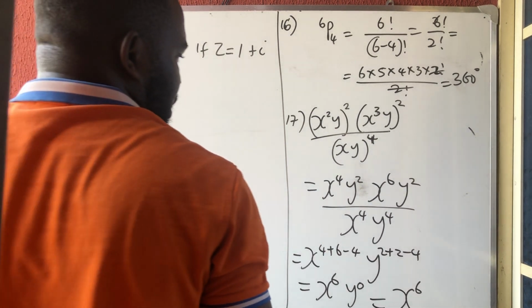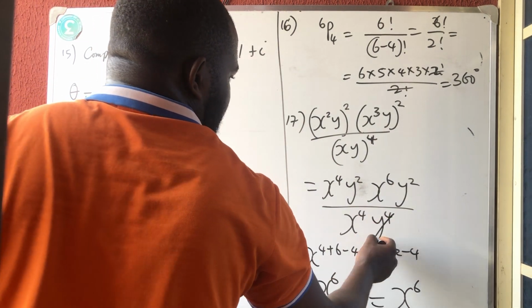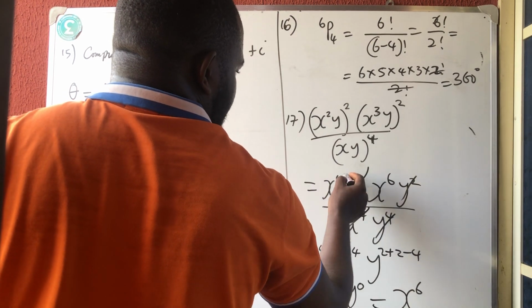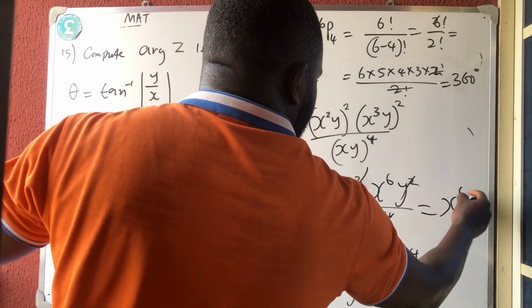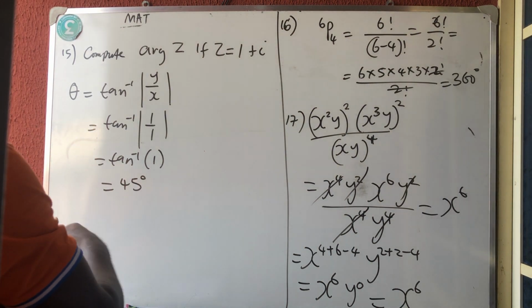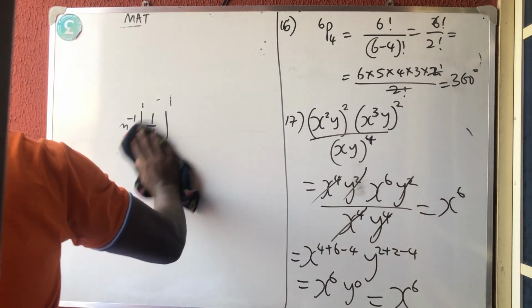Or you cancel out. If you want to cancel out, 4 will take care of these 2, and this 4 will take care of this 4. So I'm still left with x raised to power 6. So anyhow you want to do it, you will still get the same result.